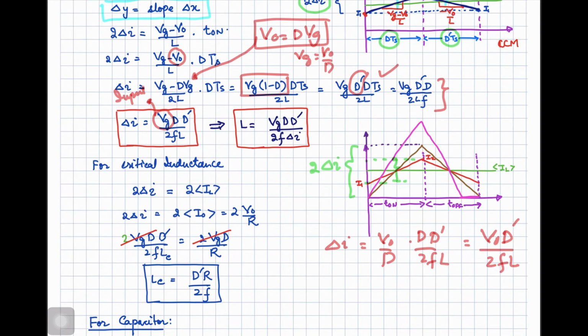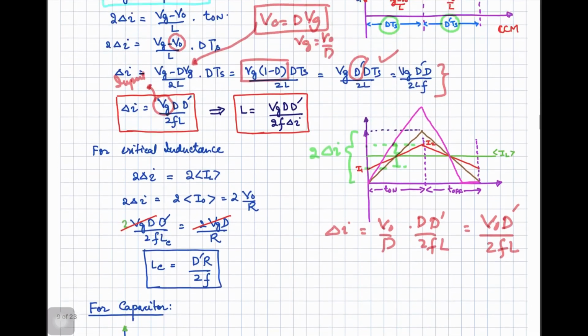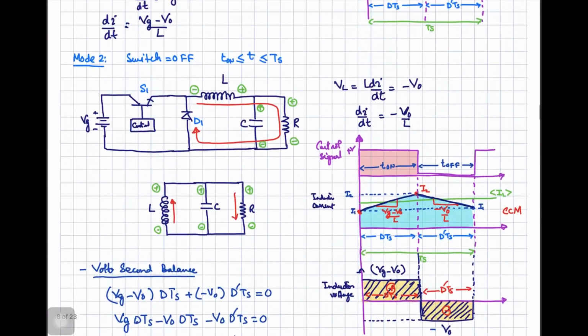So you have determined the expression for the ripple current, the calculation of the inductance for the given value of delta I, and the expression for the critical inductance of your converter circuit. Now finally looking at the capacitor, because we have the capacitor in this circuit as well, that is regulating the voltage at the load terminal.